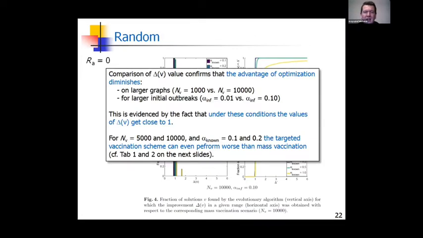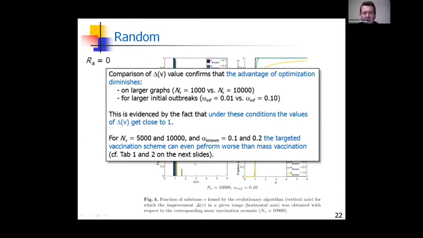Here you see the conclusion from this part of experiments. Of course, as I mentioned, the advantage of optimization diminishes for larger graphs and for larger initial outbreaks. And of course, it's harder to beat the mass vaccination scheme in this case. And also, of course, the lack of knowledge is detrimental. And for very large graphs and for very little knowledge about the initial cases, it even may happen that the mass vaccination scheme is actually better.